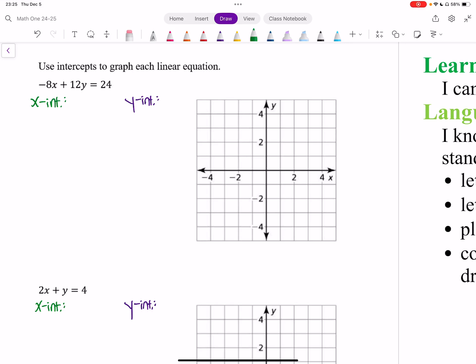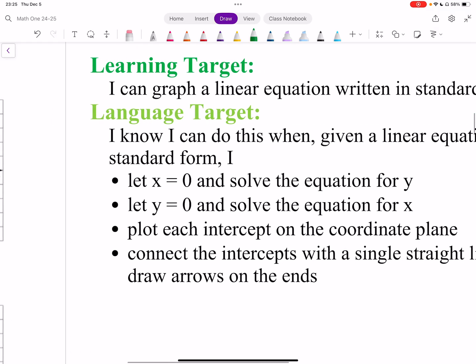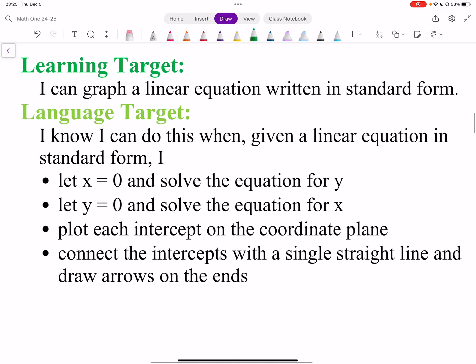In this lesson, I'm going to demonstrate how to graph a linear equation from standard form. The learning target states, I can graph a linear equation written in standard form. The language target says, I know I can do this when, given a linear equation in standard form, I let x equal 0 and solve the equation for y.